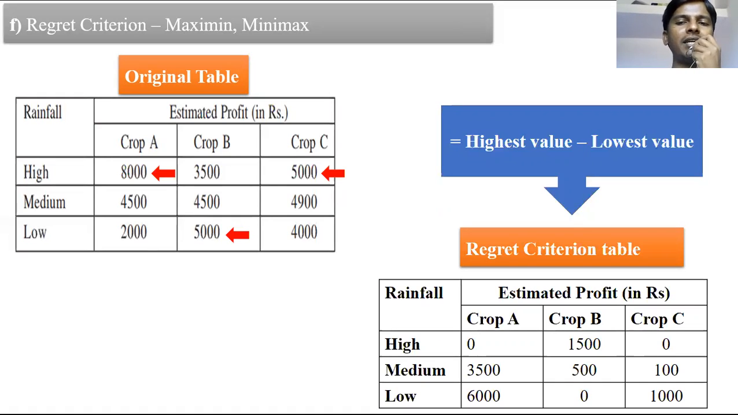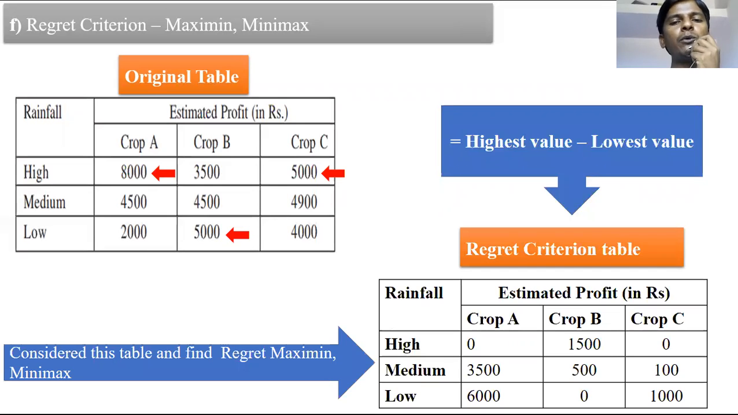The moment you get this regret table, you have to consider this table for finding the maximin and minimax values. If you find the maximin and minimax from the regret table, we call them regret maximin and regret minimax. So this is what there is under decision theory of uncertainty.